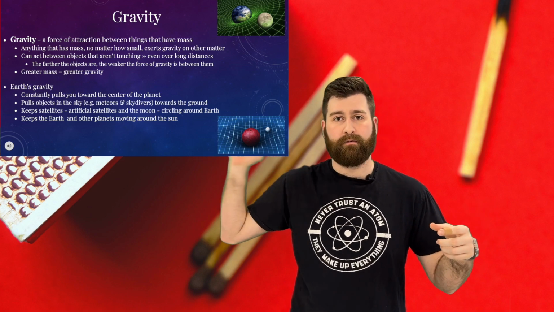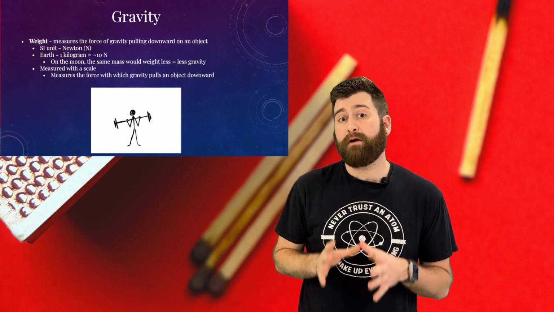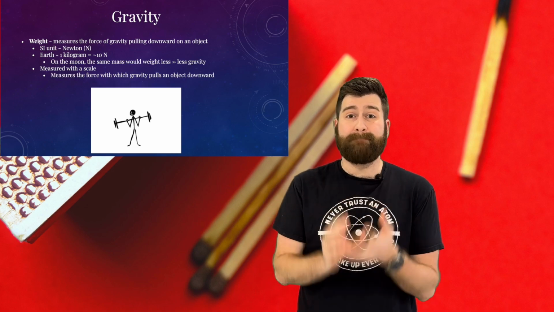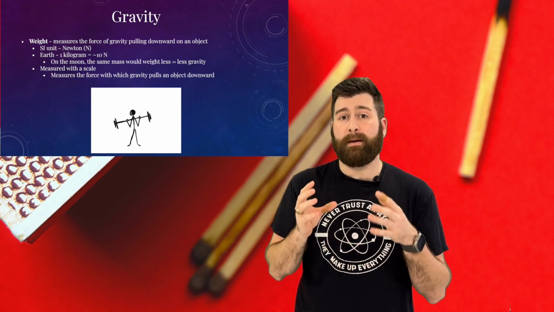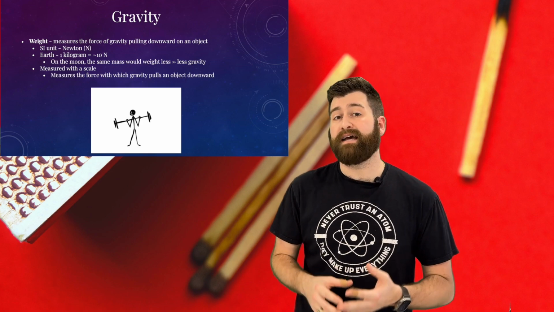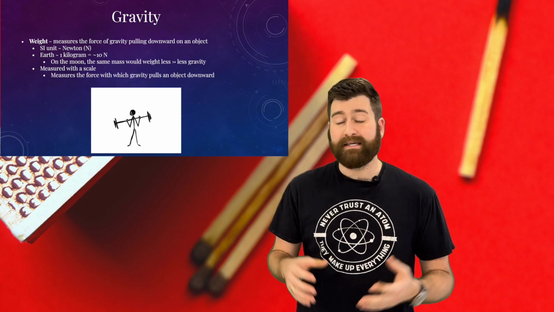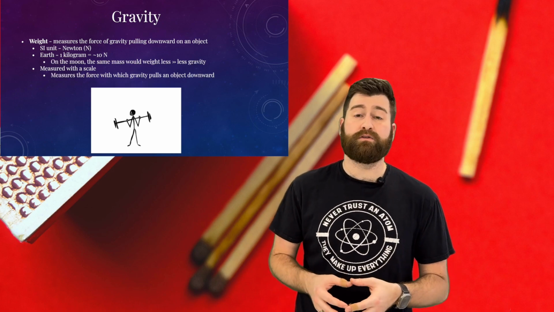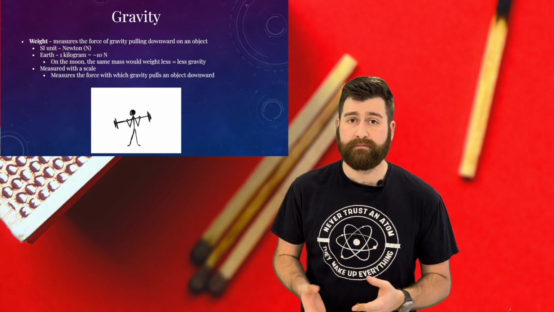but gravity is strong enough that it just keeps them looping around us. Now, talking about gravity involves talking about weight. Again, weight measures the force of gravity pulling downward on an object. And just like general force, the SI unit for weight is the Newton. On Earth, 1 kilogram is equal to approximately 10 newtons.